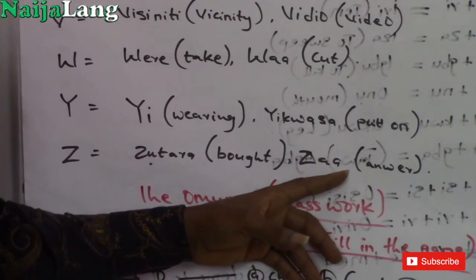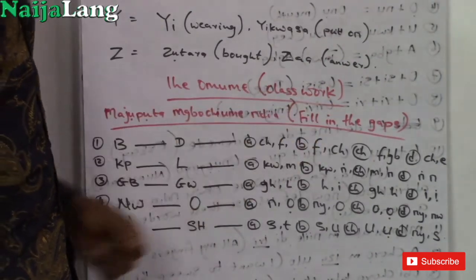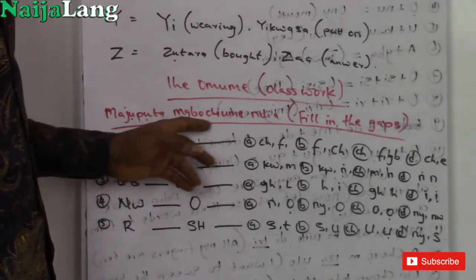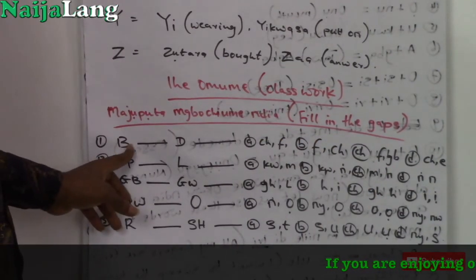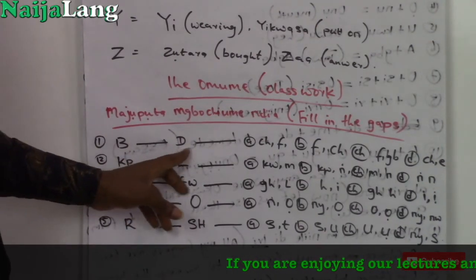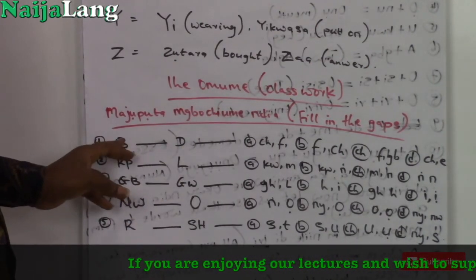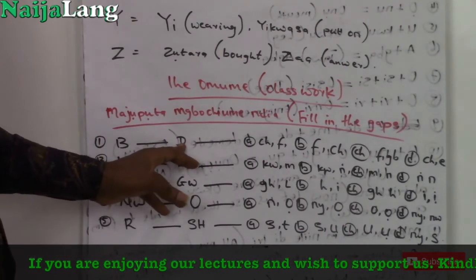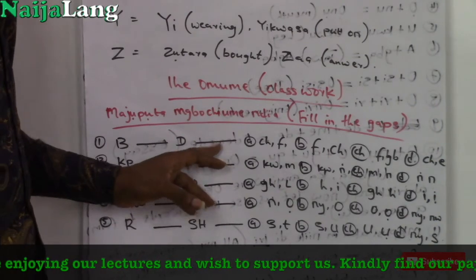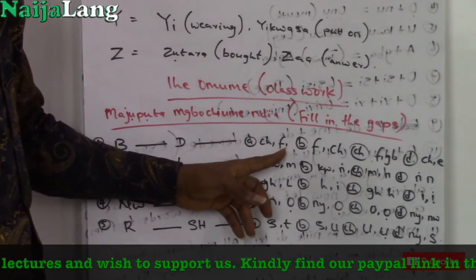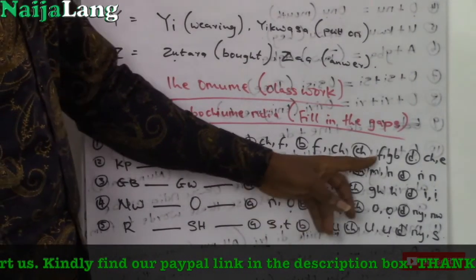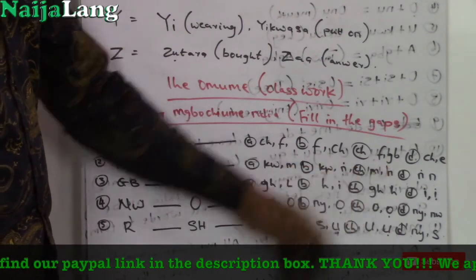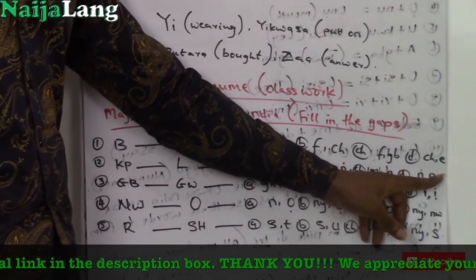Za means answer. Ihe omume, classwork. Mejuputa mgbochi ume ndị a. Fill in the gaps. Number 1, b dash, d dash. What is supposed to be in between b and d, and what is supposed to come after d? Option A, che, fe. Option B, fe, che. Option C, fe, be. Option D, chi, e.